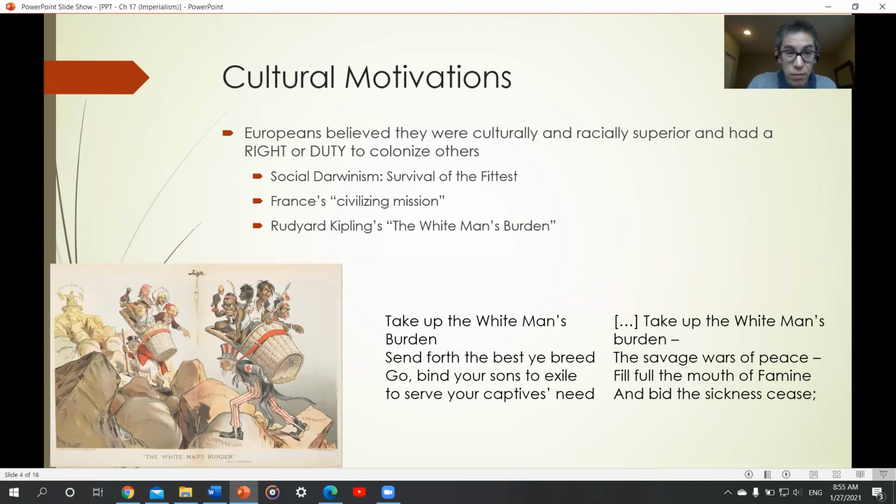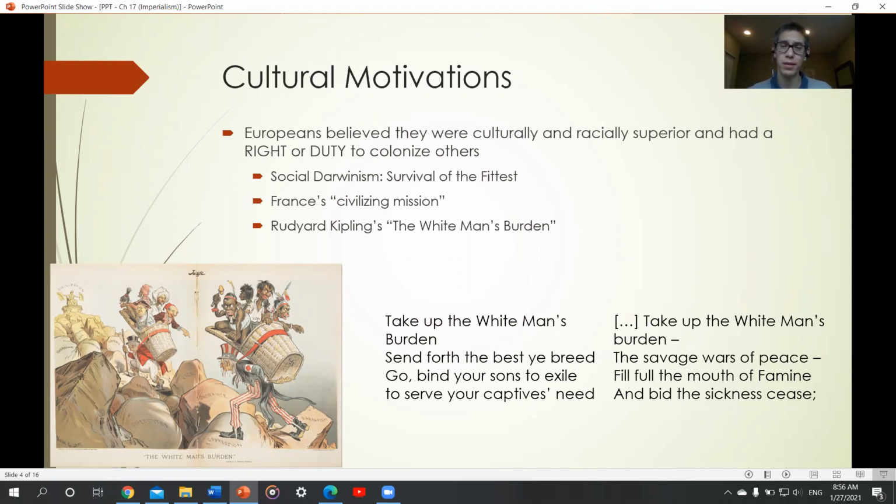what looks like native Africans on his shoulders. You can see some very racist, stereotypical depictions of those Africans there. But this is saying that it is the white man's burden. It's their duty, it's their responsibility to help these poor, savage, barbaric Africans by feeding them and by curing them.